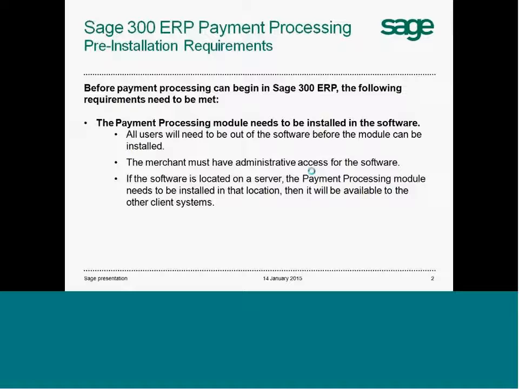Before processing can begin in Sage 300, the processing module needs to be installed in the software. People need to be out of the software before the module can be installed. The merchant must have administrative access to the software. And third, if the software is located on a server, the payment module needs to be installed in that location, then available to the other client systems.